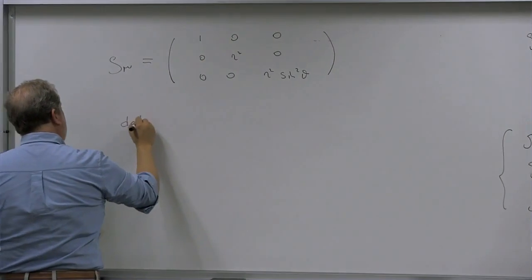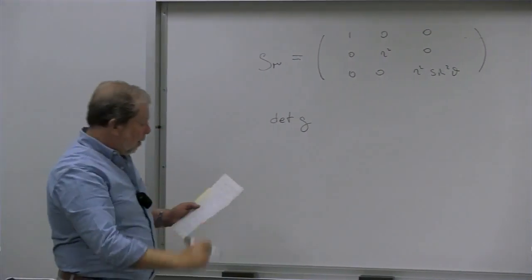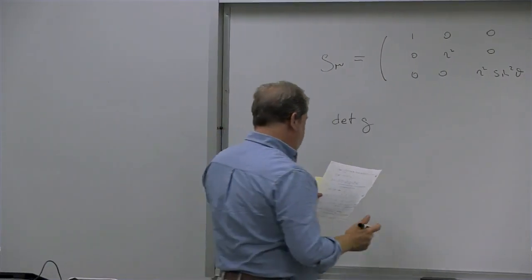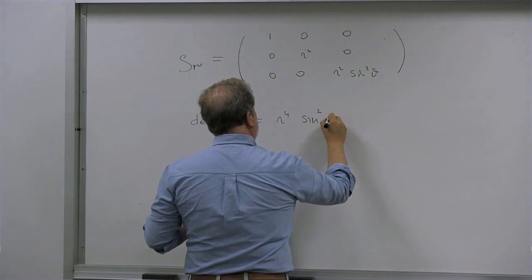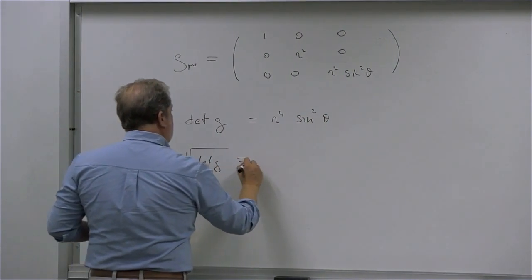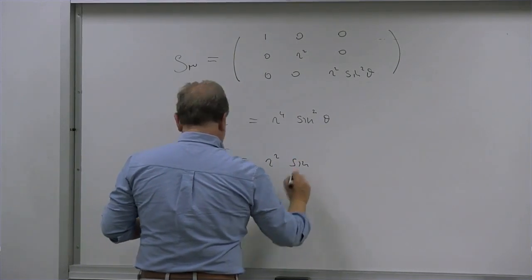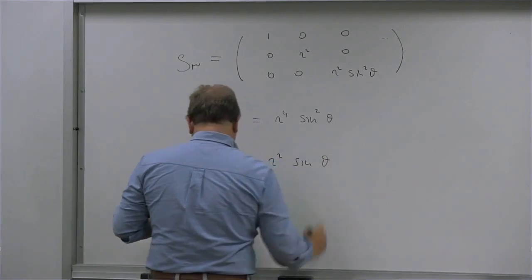And we can calculate the determinant of that metric G. Because it's diagonal, it's just the product of the elements along the diagonal. So this is equal to r to the 4th times sine squared theta, which means that the square root of the determinant of G is equal to r squared times the sine of theta.